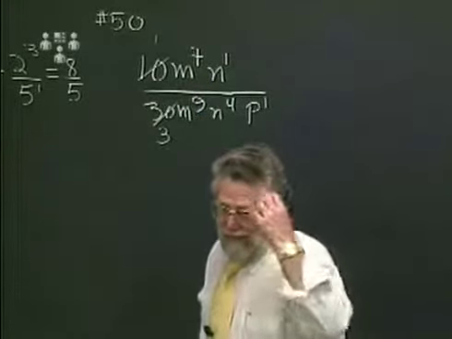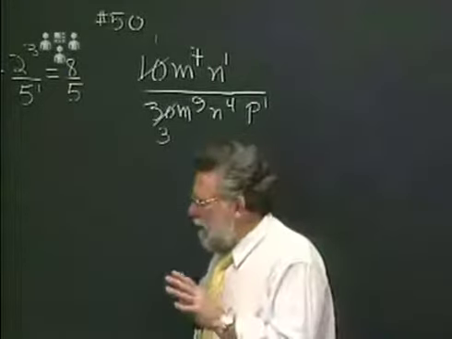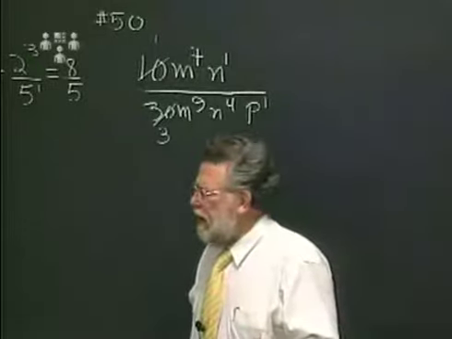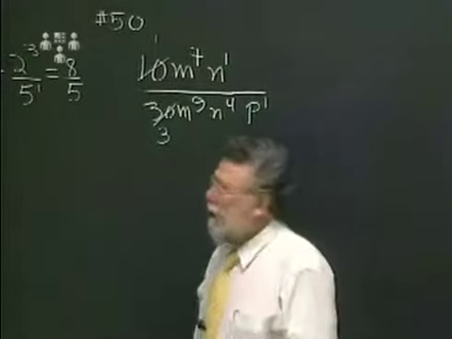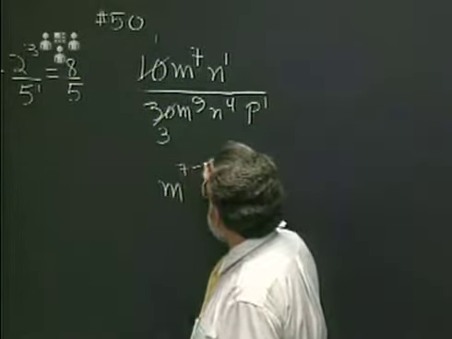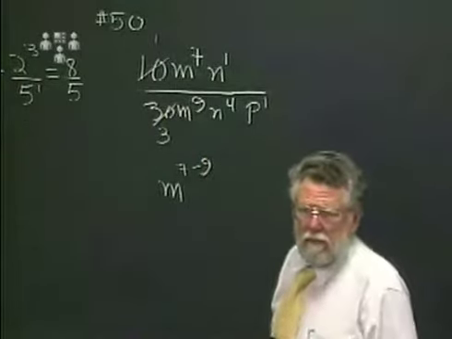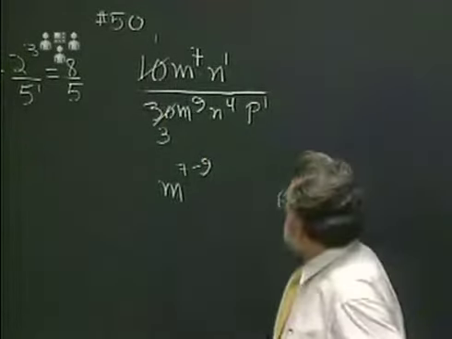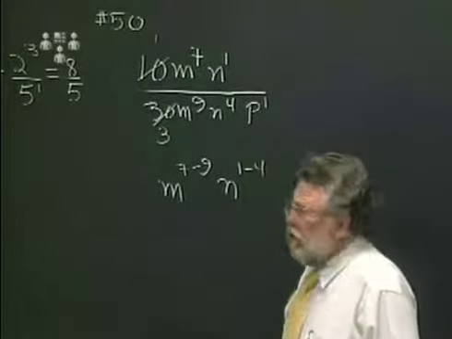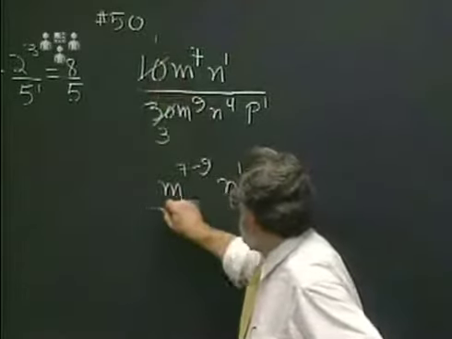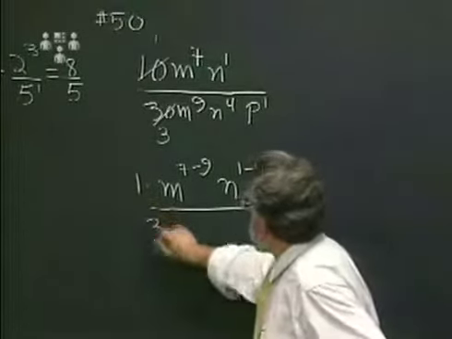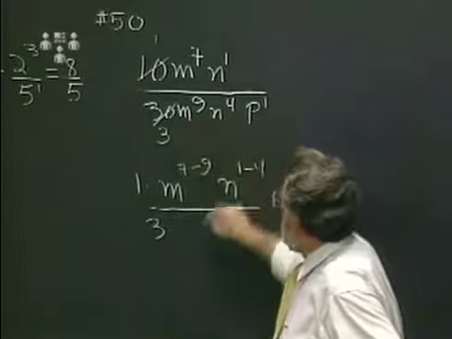Now, we've done negative exponents before. We did that in Math 10 where we were talking about expanded notation with a decimal. So I'm going to look at this as m to the 7 minus 9. Subtract the exponents because I'm dividing. And then I have an n to the 1 minus 4. I still had the 1 up here. Now, whether you put the 1 here or not's up to you. I have the 3. I've taken care of the m and the n, and I have p to the first.